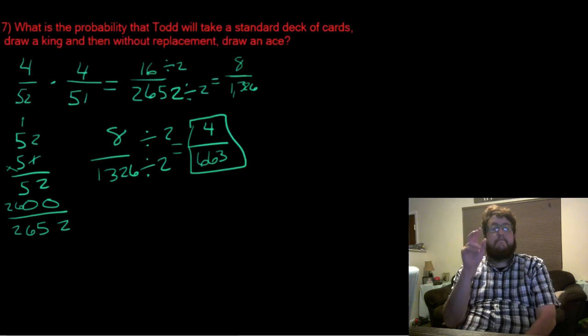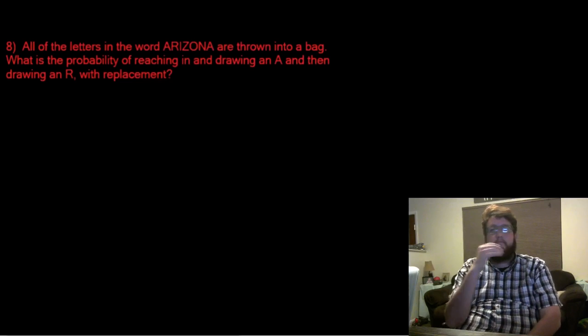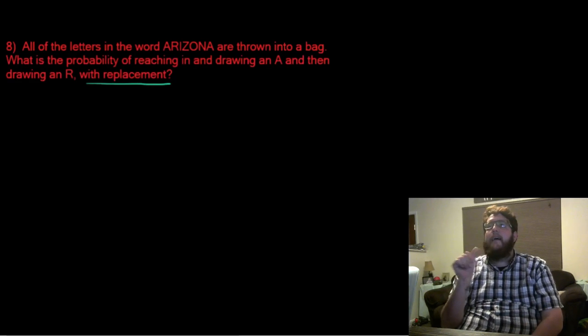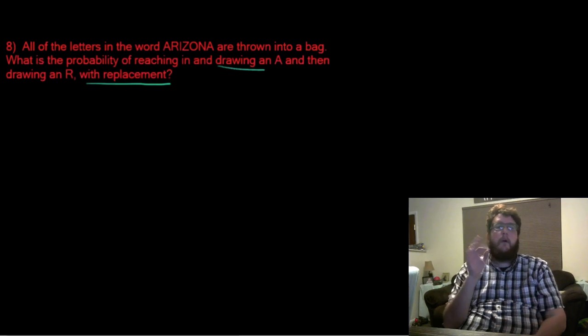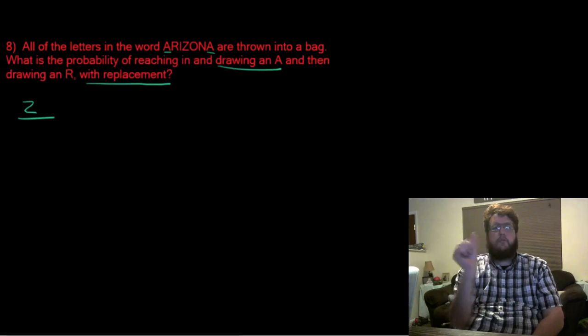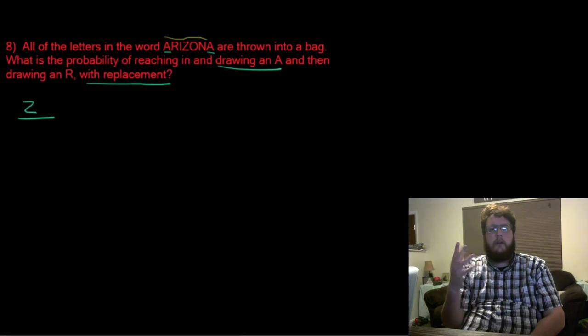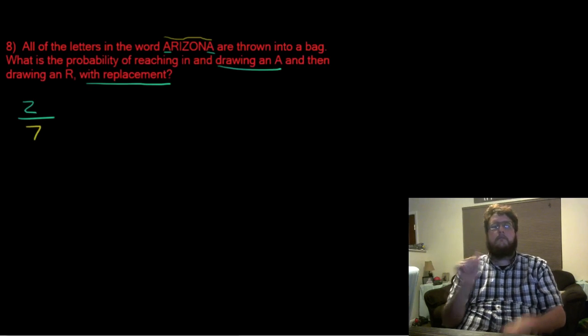Alright, we'll go ahead and move on to the next question. Number 8. All the letters in the word Arizona are thrown into a bag. What is the probability of reaching in and drawing an A and then drawing an R with replacement? So this is important. The first thing we're doing is it's asking us what the probability of drawing an A is. If we look at Arizona, there are 2 A's, so 2 of the letters we want, and there are a total of 1, 2, 3, 4, 5, 6, 7. So our first event has a probability of 2 out of 7.